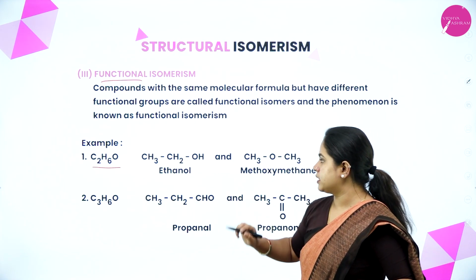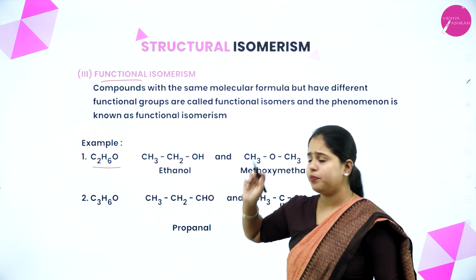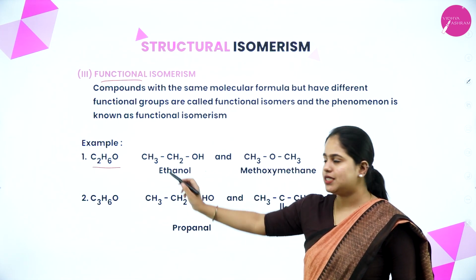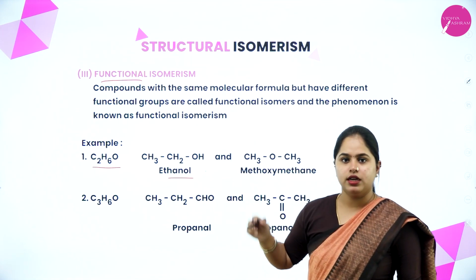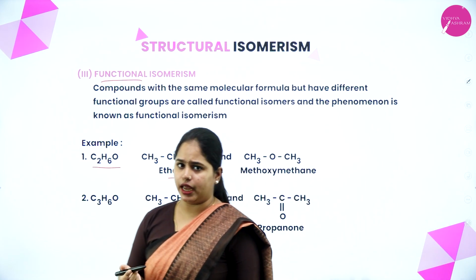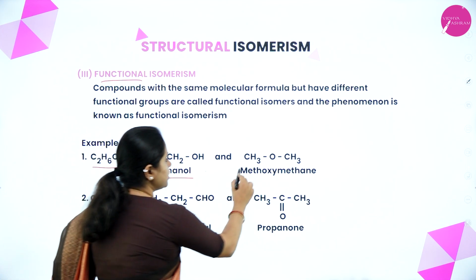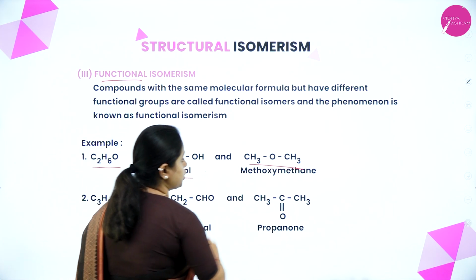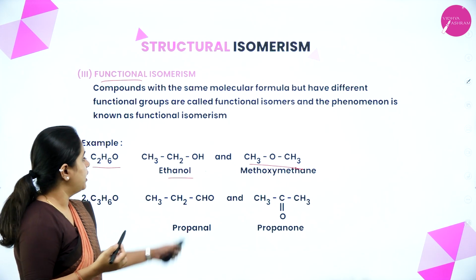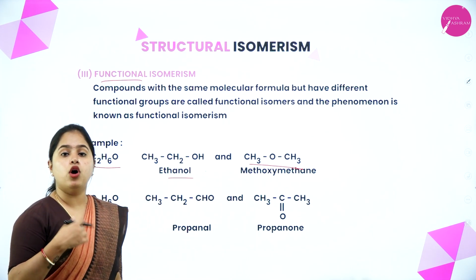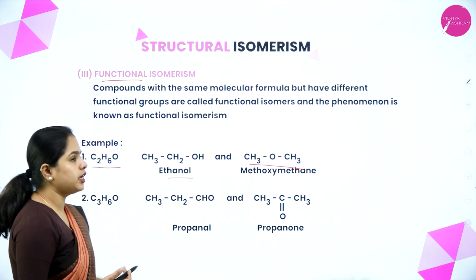So in the first example, as you can see, CH3, CH2OH. So it is arranged in this form, you get ethanol. CH3, CH2OH, it is ethanol. Now the same molecular formula, if I arrange it in this form, CH3OCH3, I get an ether, right? Here also and here also the molecular formula is same, that is it is C2H6O.